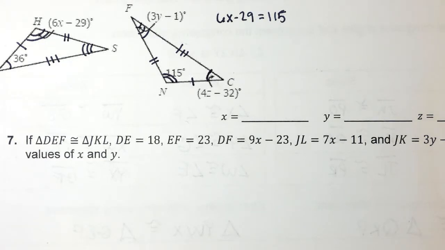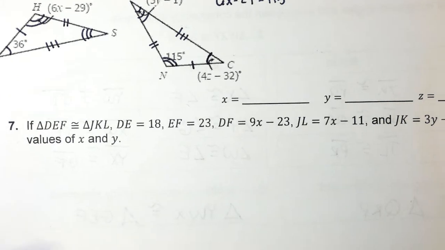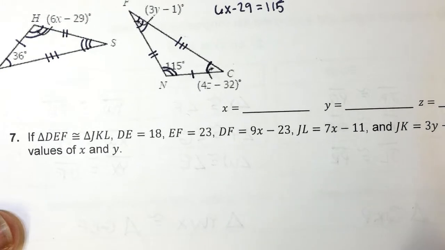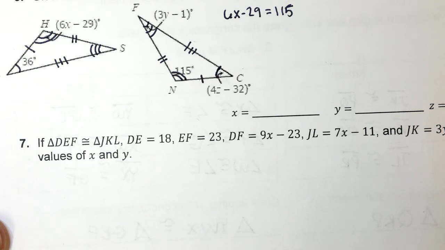How you did that? I can let Vincent explain it since he said it. Vincent, where you get 29 from, man? I don't understand. Or how you get 115? What's 115? Which triangle are you using to figure all this out? Let me ask you that.